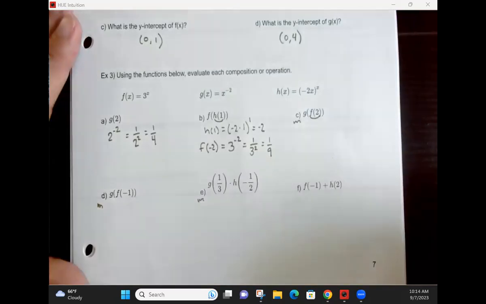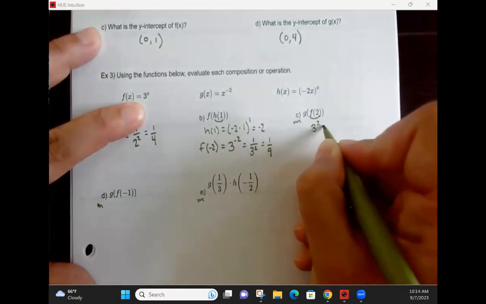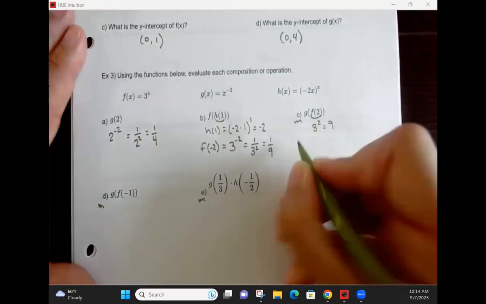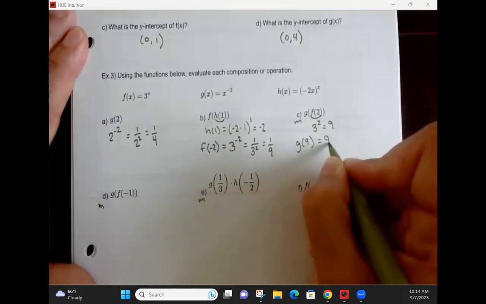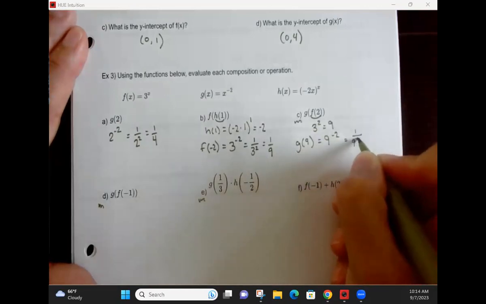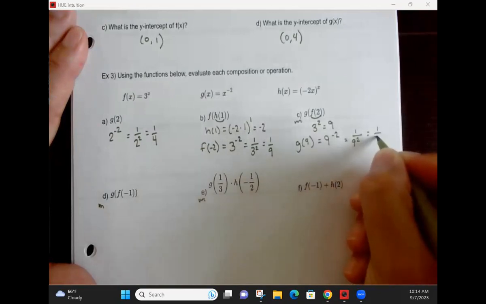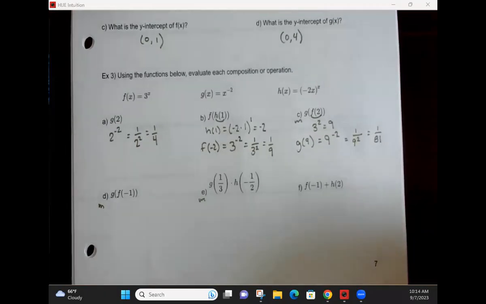For C, remember work from the inside out, so it's f of 2. That would be 3 squared, which is 9. And then that becomes our input for g. So g of 9 is 9 to the -2nd. So 1 over 9 squared. You get 1 over 81. Questions on that one?